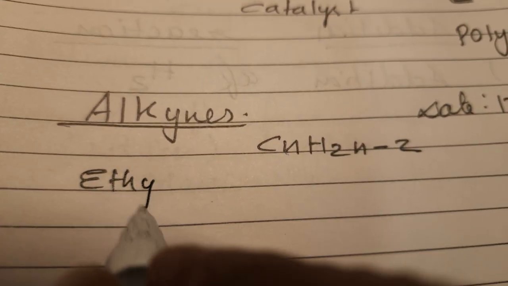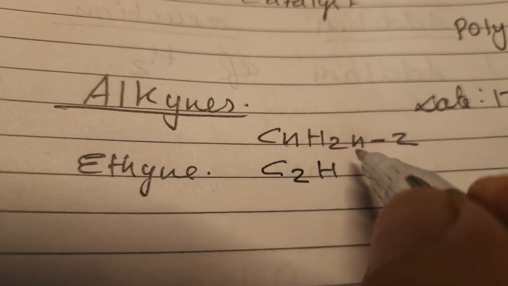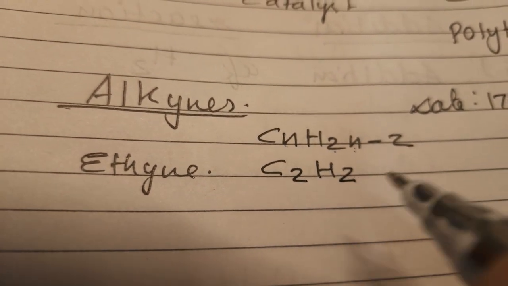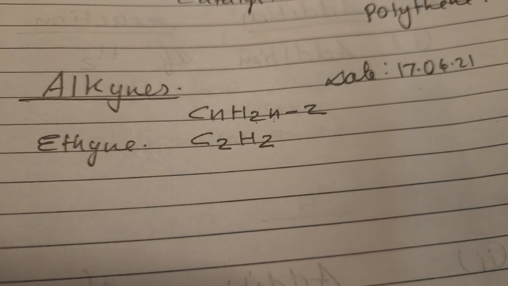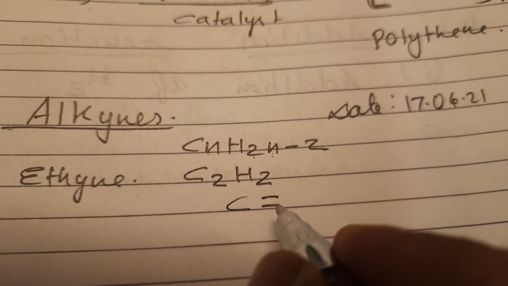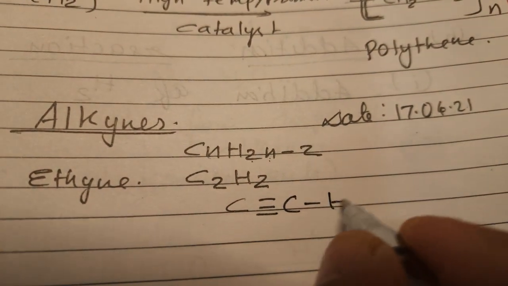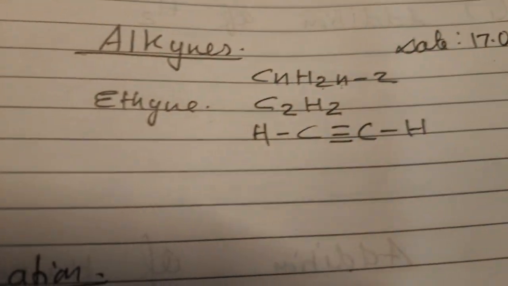So, if I have to write ethyne, how will I write? C2H(2×2 minus 2), so C2H2. Okay. And what will be the structure? There is a triple bond, so this is an unsaturated compound.